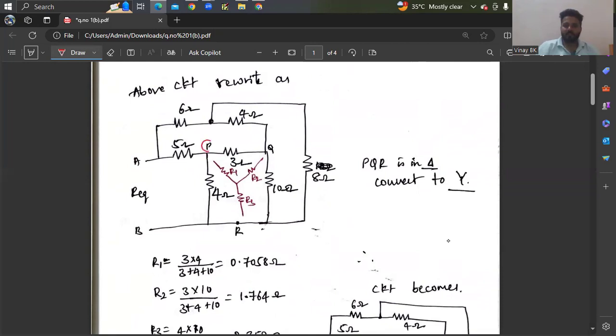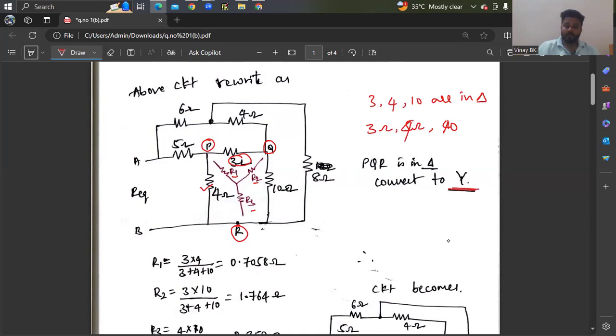Once after the rearrangement, I'm just giving some names: P, Q, R, and this 3 ohm, 5 ohm, and 4 ohm. Sorry, this 3 ohm, 4 ohm, and 10 ohm: 3, 4, 10 are in delta. We need to convert that into star, so that once after converting, we get the values of R1, R2, R3. So how are we converting delta into star?